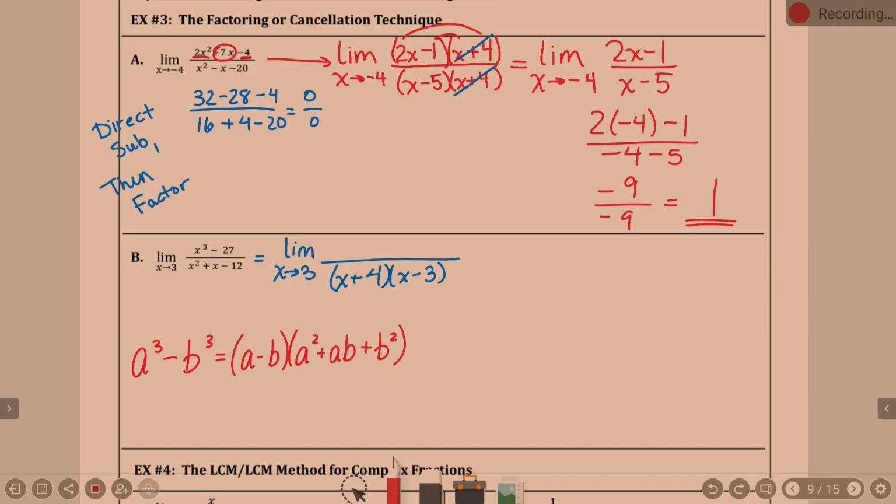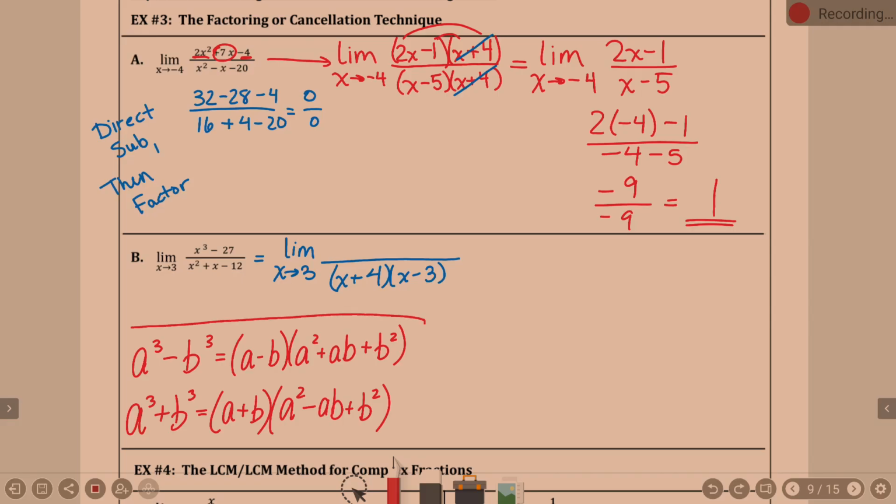Okay, so we have these rules, a cubed minus b cubed, and there's also a cubed plus b cubed, where the first factor is just the cube roots, keeping the same signs. The second factor is a trinomial. It always starts off a squared, always ends b squared. The middle term is the cube roots multiplied, but with an opposite sign. Those are just little notes for yourself, because that's supposed to be known knowledge at this point in your life.